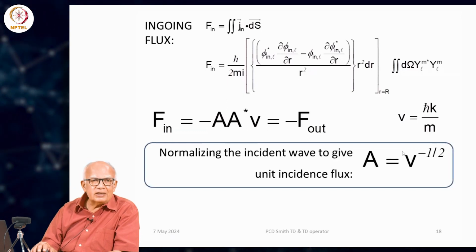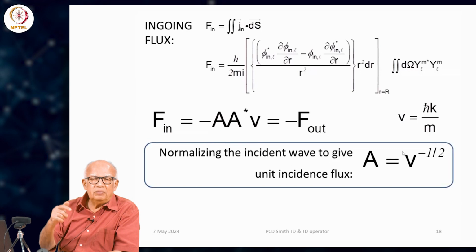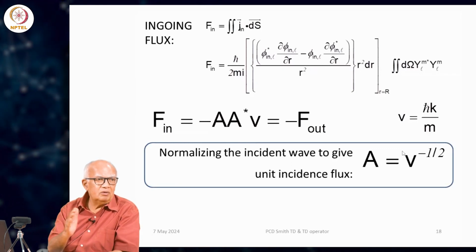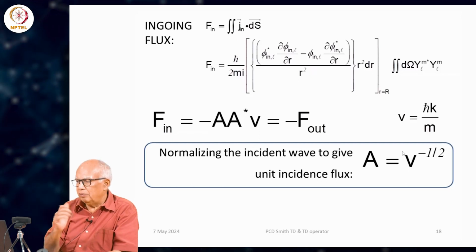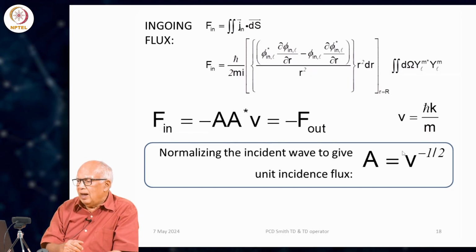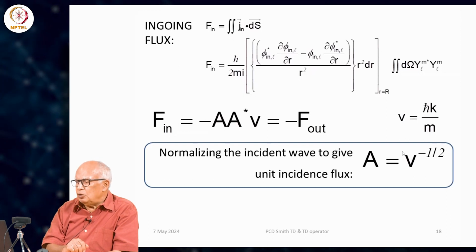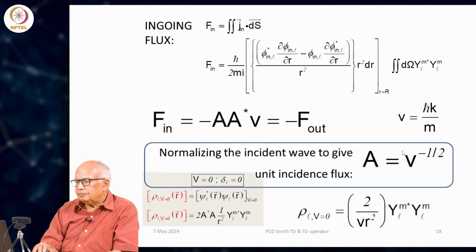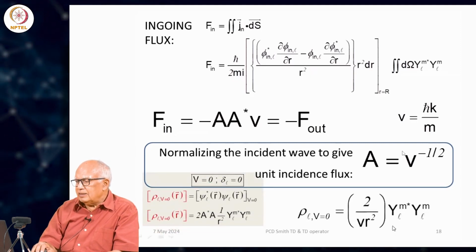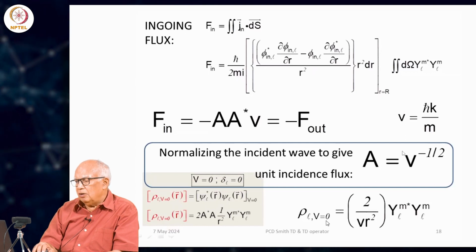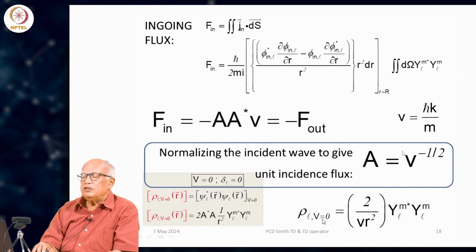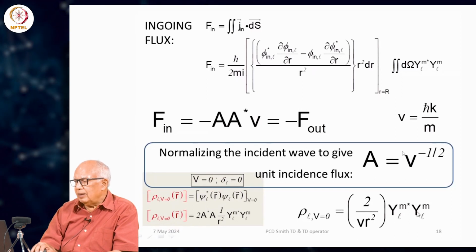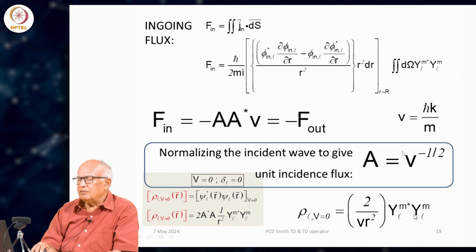and we normalize it to unit incidence flux, so that there is one particle per unit time per unit cross section in 1 second, or whatever be your unit of time, and that gives the constant A to be 1 over square root of the velocity, and that gives us this density for V equal to 0, which is for free particles, to be 2 over V r square, and then you have got the density of the spherical harmonics.